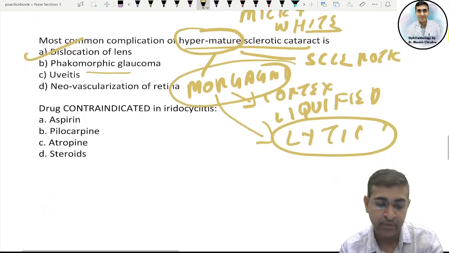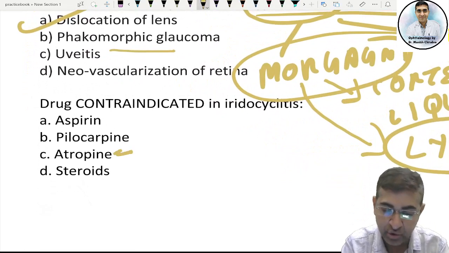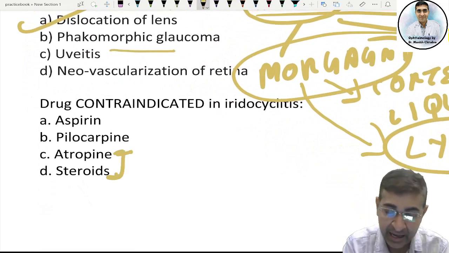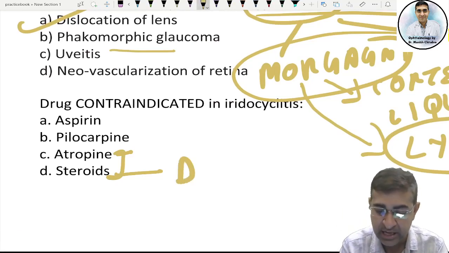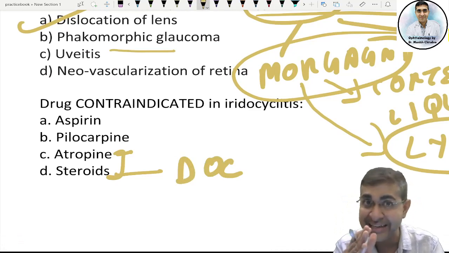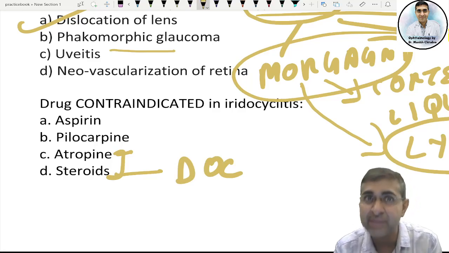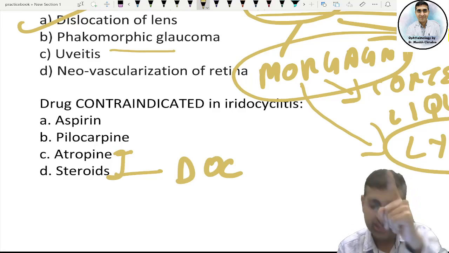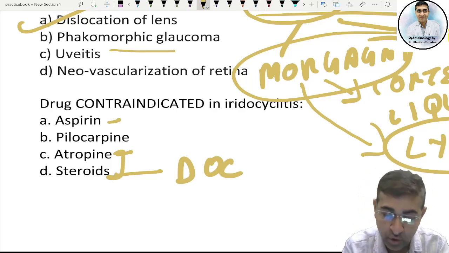Next question, drug contraindicated in iridocyclitis. Atropine and steroids are usually given in anterior uveitis, which is iridocyclitis, inflammation of the iris and pars plicata of the ciliary body. Steroids are the drug of choice, and atropine is a mydriatic agent which is given to decrease the pain, to decrease the spasm of the muscles. Which muscles? Ciliary muscles. Aspirin has no role, my dear friend.